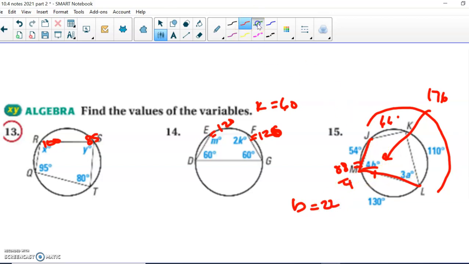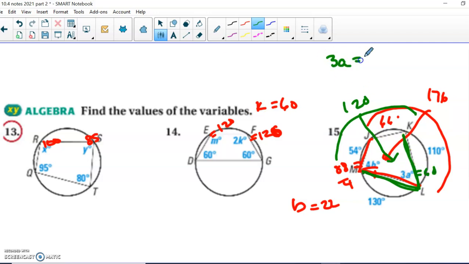Now for A, this is the angle. So that means it uses this arc. So I'm going to add the 54 plus the 66. Get 120. Big to little, we're going to cut that in half. That's going to give us 60. So I now know that 3A equals 60. Divide by 3. It looks like A is going to be 20. Okay.